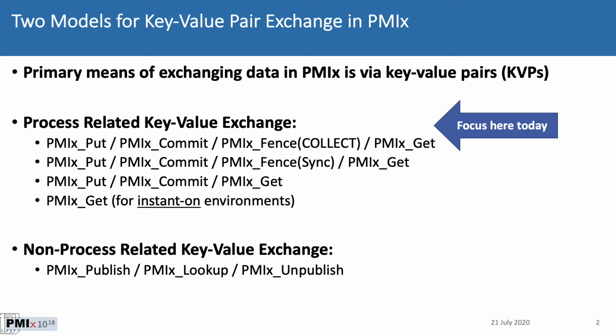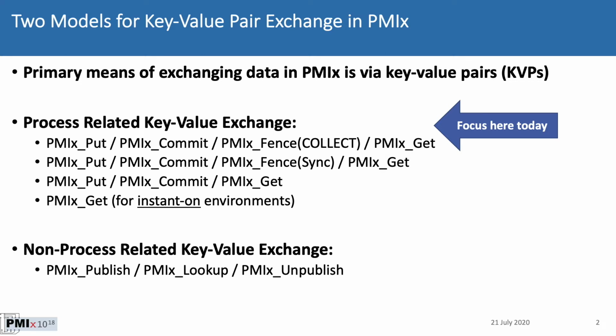There are four common patterns of process-related key value exchange listed here, really from the most heavyweight to the lightest weight. In the first pattern, a process would create a key value pair via put, make them accessible to other processes via commit, and then do a full exchange of all those key value pairs to all the nodes in kind of a heavyweight collective. And then all those processes can then access those key value pairs locally. That's probably the most traditional model when we start to think about these types of exchanges.